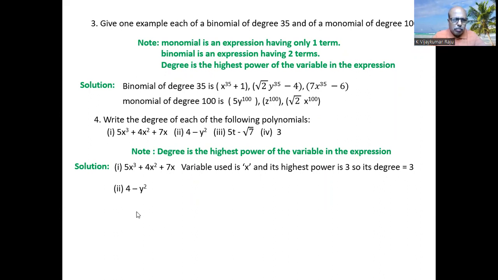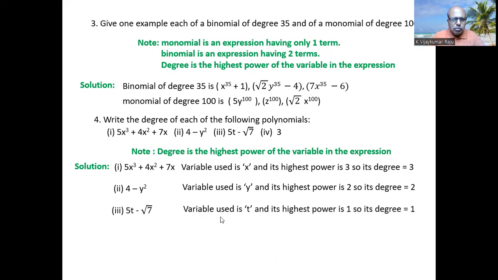Take the second. 4 minus y square. Variable used is y. Highest power is 2. So its degree is 2. Third one. 4t minus root 7. Variable used is t, and the highest power is 1. When nothing is written in the place of power, you have to take it as 1. So the degree is 1.